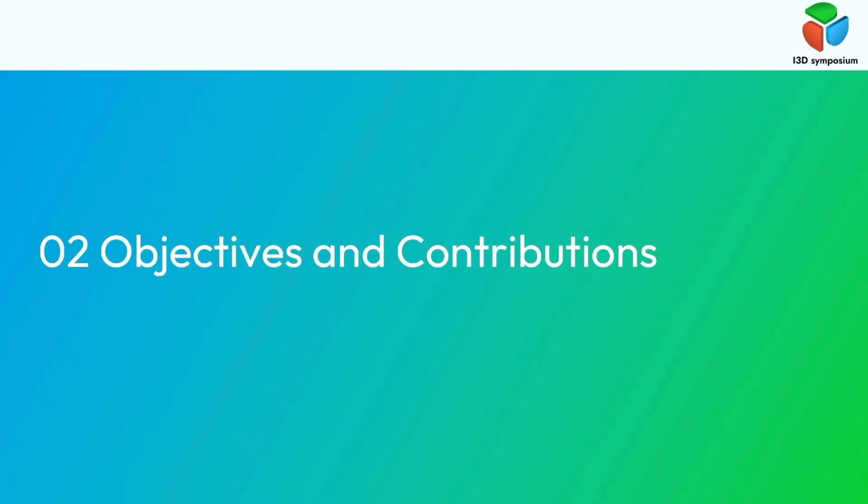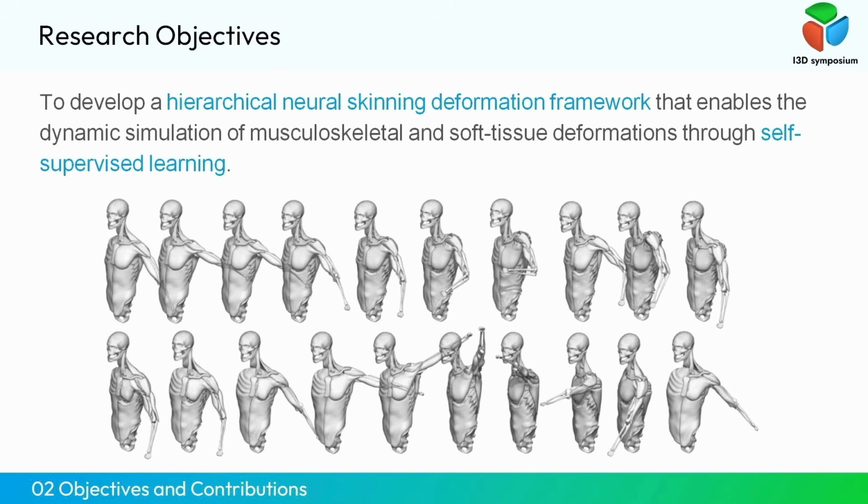Objectives and contributions. Objectives. This research proposes a hierarchical neural skinning deformation method based on self-supervised learning, combining the approximation capabilities of neural networks and the precision of physical models to efficiently generate high-fidelity character skin deformation animations with high visual fidelity, computational efficiency, and generalization ability.